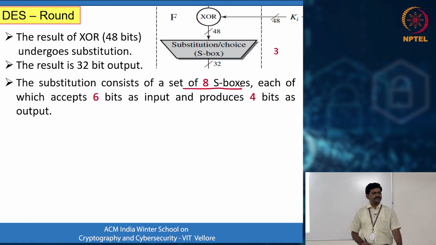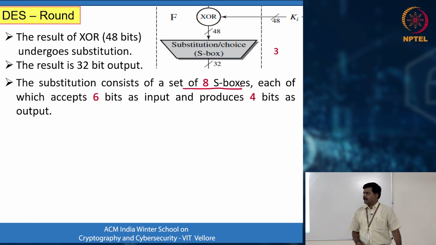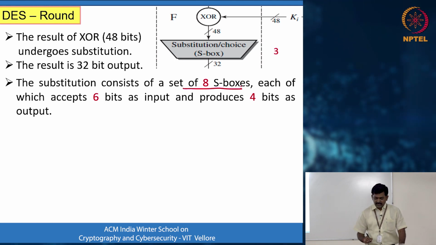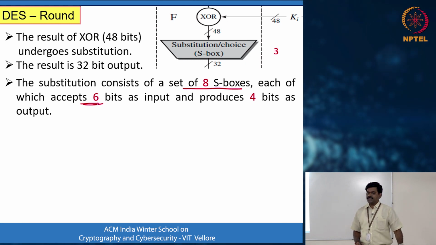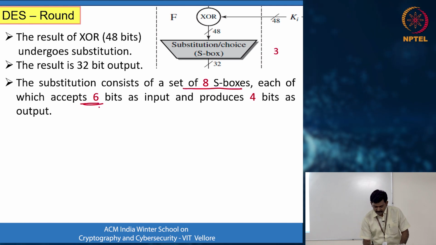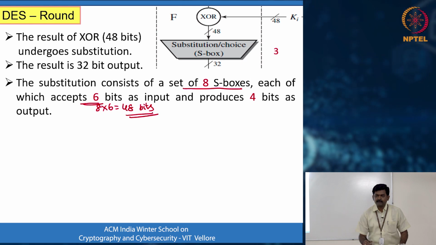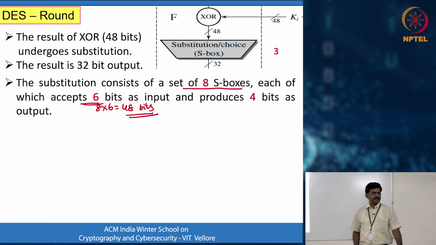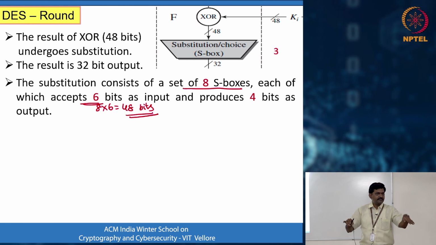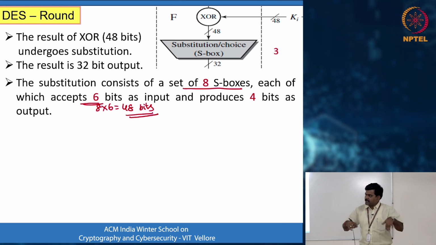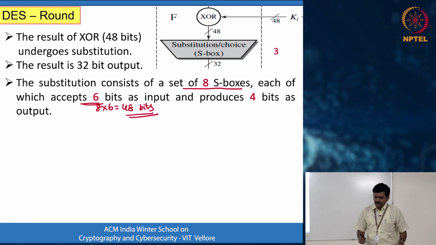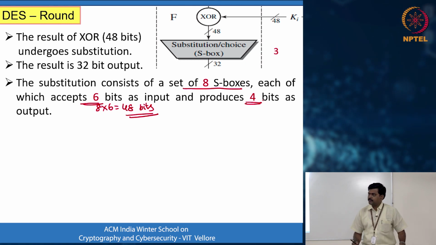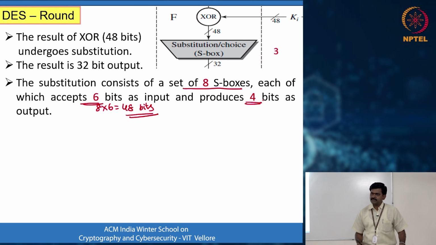How many boxes? 8 S boxes. And each box is taking how many bits as input? 6 bits as input. So that means 8 into 6. So totally how many bits are you giving? 48. These 48 bits are given to 8 boxes. Each box takes 6 bits as input and each box produces 4 bits as output. How many boxes?